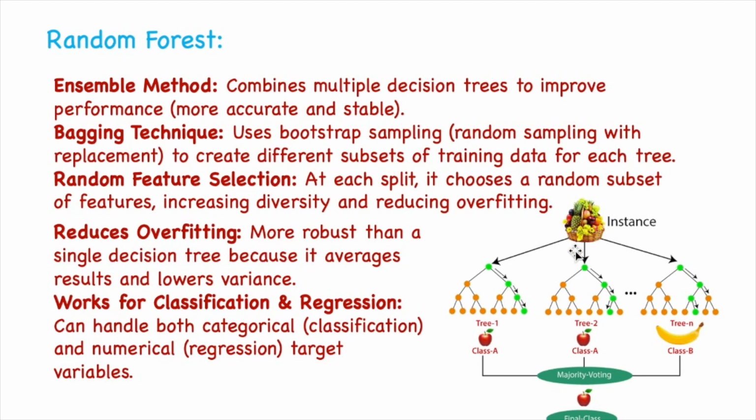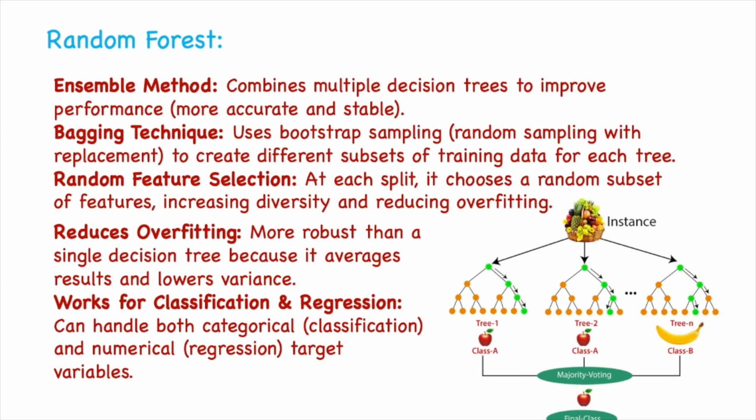Here is our data with which we are trying to identify the fruit. One decision tree predicts the data as apple. Another decision tree predicts the data as apple. And another decision tree predicts the data as banana. In this case, we are doing a majority voting and we are predicting the final output as apple. This is a classic example of random forest classification.